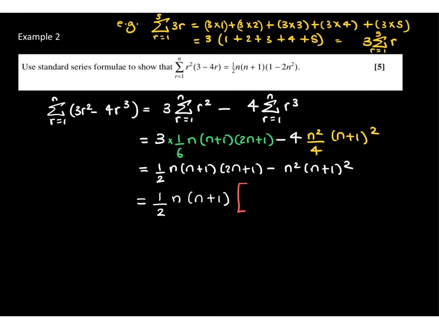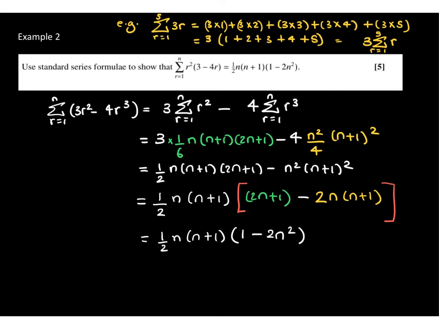Well, for the first part, we're going to need a 2n plus 1. And for the second part, I'm going to need a 2 to cancel with the half and create 1. I then want an n and an n plus 1. Always double check as you work through these. And then finishing this off, we've got a half n, n plus 1, and then inside the bracket, how does this simplify? Let's see. Well, we've got 1 minus 2n squared. The n parts cancel, and we're done, as this is the required expression.